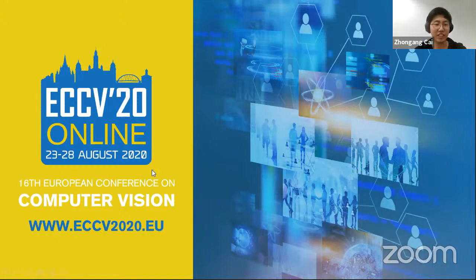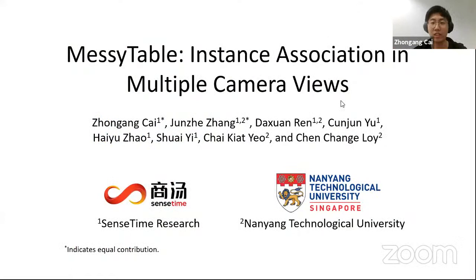Right. So, as I just said, this is our ECCV 20 paper, and the topic is instance association in multiple camera views. So what exactly does this mean? As we have been developing deep learning algorithms throughout the years, we gradually realize that most of our algorithms are actually working on single camera or monocular cameras. And there are some use cases.